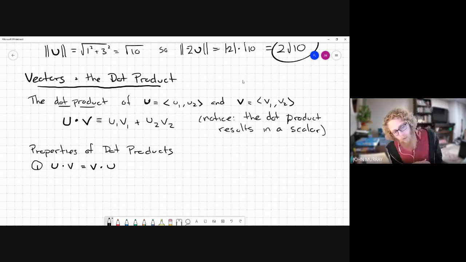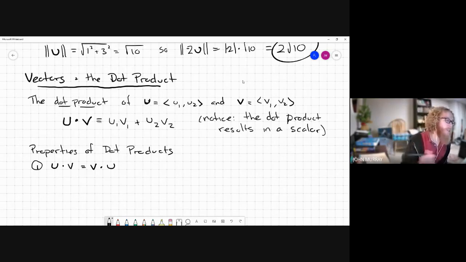So it doesn't matter the order that you do the dot product, u dot v equals v dot u, and that's how we say it, dot. Okay, you don't have to say times. It is the dot product, so you just say u dot v.